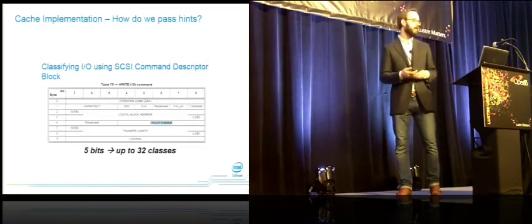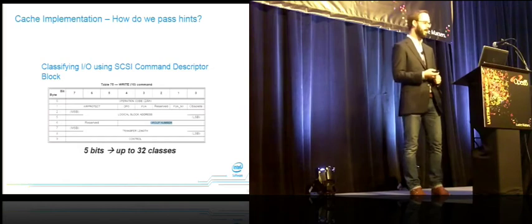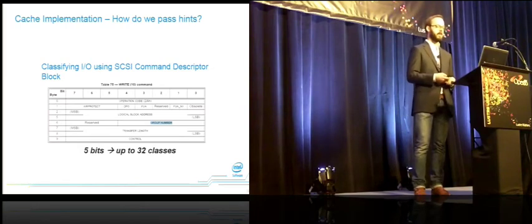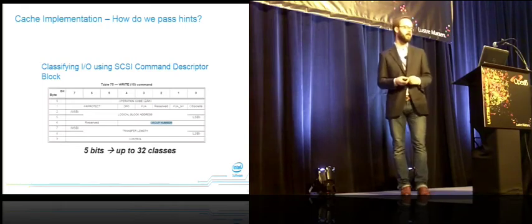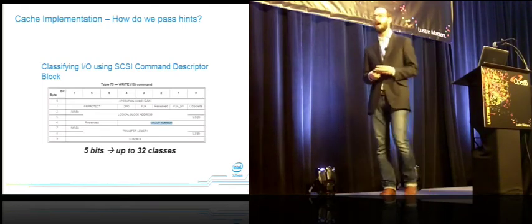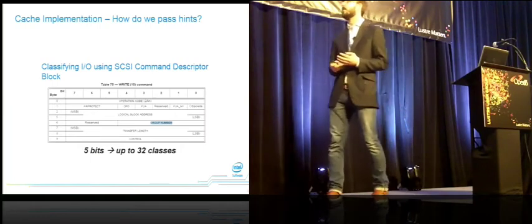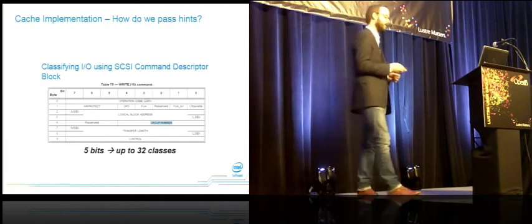So if we look at that, over on the left here, if you see byte 6, we've got an area in there called group number. And so essentially what we've done is we take 5 bits in the group number, which gives us up to 32 classes, and we pass that through in the SCSI CDB so that we can allocate different groups to the different types of data.